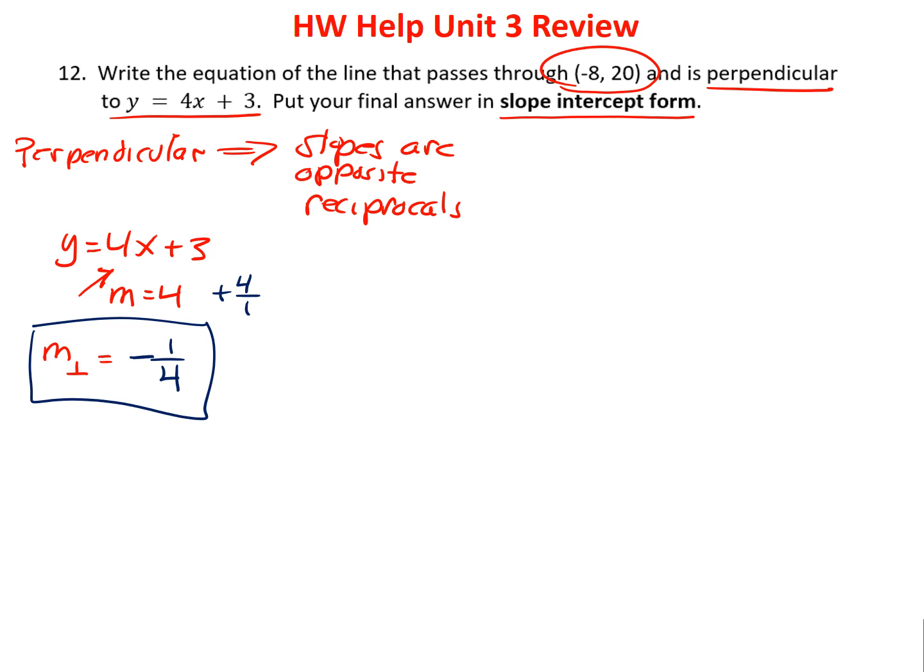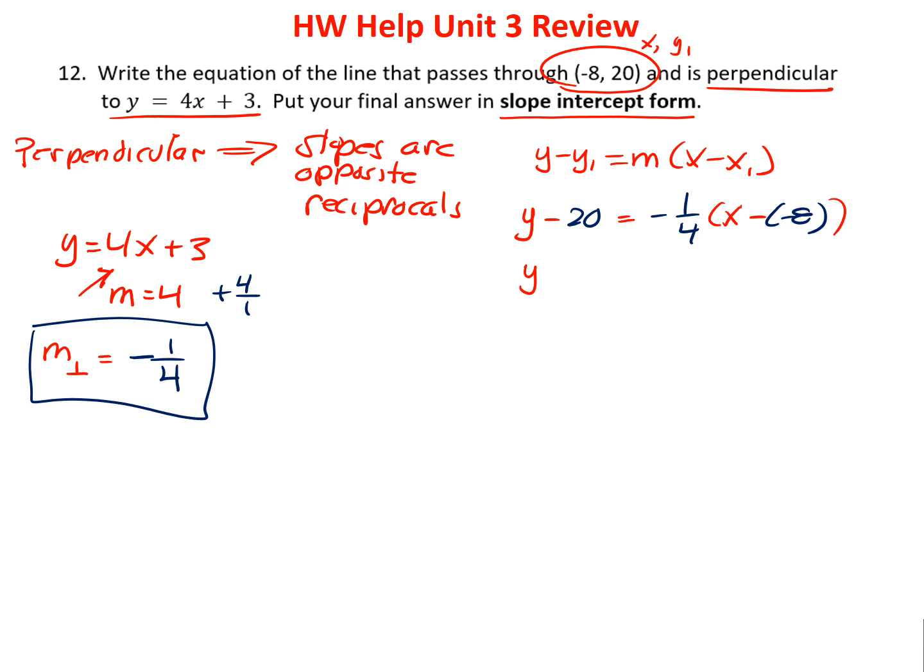And now we can go back to our point-slope formula to start off with. Remember, the point-slope formula says y minus y1 equals m times x minus x1. So we can plug these in. We get y minus 20, our y here, equals our slope, negative 1/4, times x minus, and remember, this is our x1, y1 up here, minus 8. Okay? Now let's simplify that, so we get y minus 20 equals negative 1/4 times x plus 8.